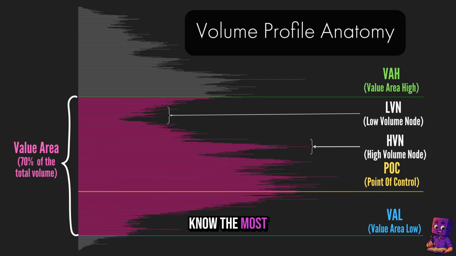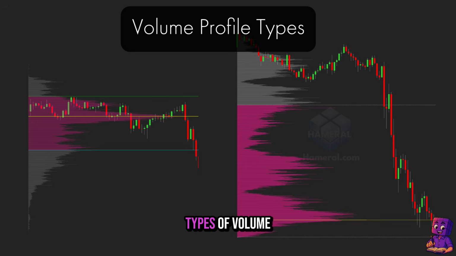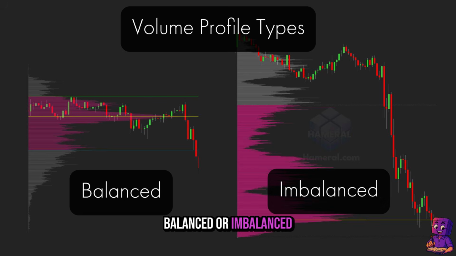Now that you know the most important parts of a volume profile, it's time to talk about the types. There are 2 types of volume profile, balanced or imbalanced. Here's the shortcut that makes volume profile powerful. Don't memorize names. Don't overcomplicate it. Just ask, is the profile fat, meaning balanced? Or thin, skewed, meaning imbalanced?